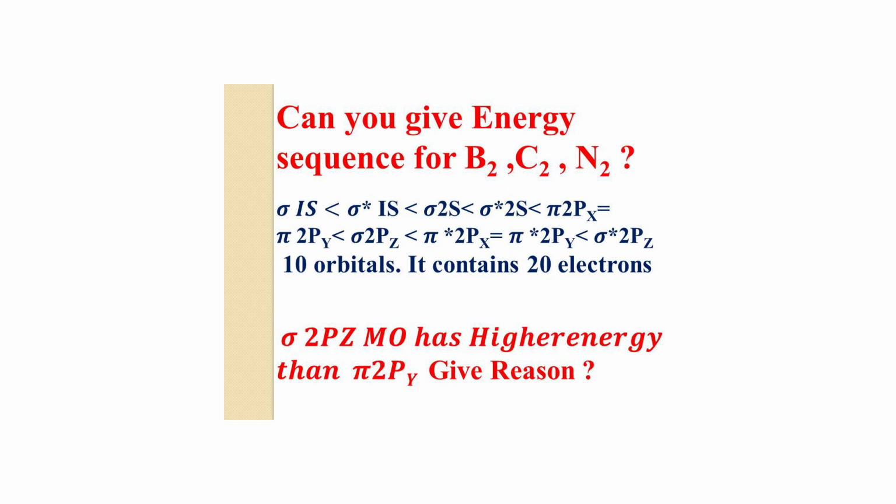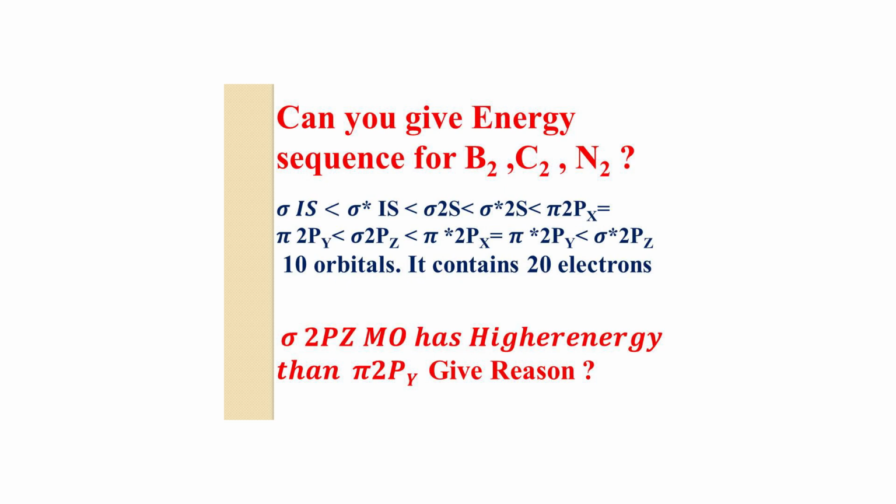Can you give the energy sequence for boron, carbon and nitrogen? What is the energy sequence up to nitrogen? Yes, sigma 1s is the lowest energy level. That is, sigma 1s is less than sigma star 1s, the antibonding molecular orbital, less than sigma 2s, less than sigma star 2s, less than pi 2px equal to pi 2py, less than sigma 2pz, less than pi star 2px equal to pi star 2py, less than sigma star 2pz.